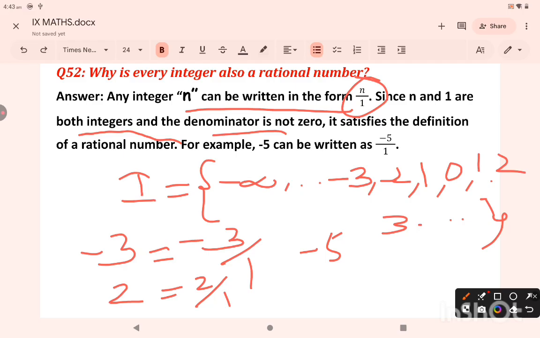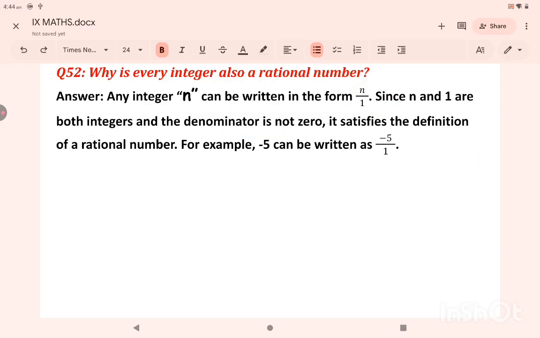Therefore, all the integers can be expressed in the form of p by q. Therefore, all the integers are called rational numbers because they can be expressed in the form of p by q. Therefore, every integer is also a rational number. Now, next question.